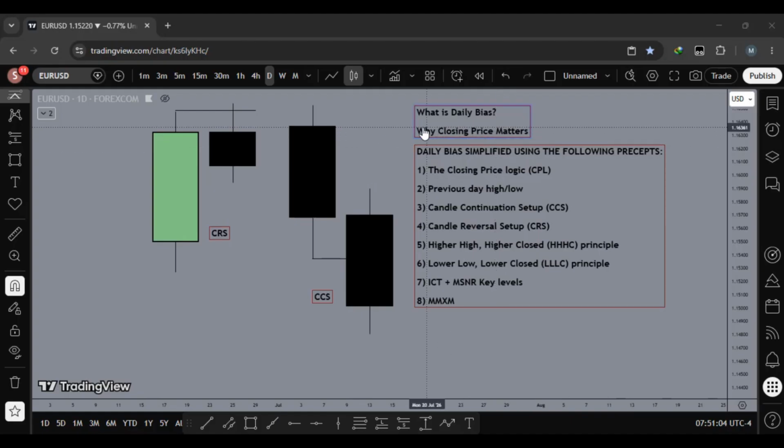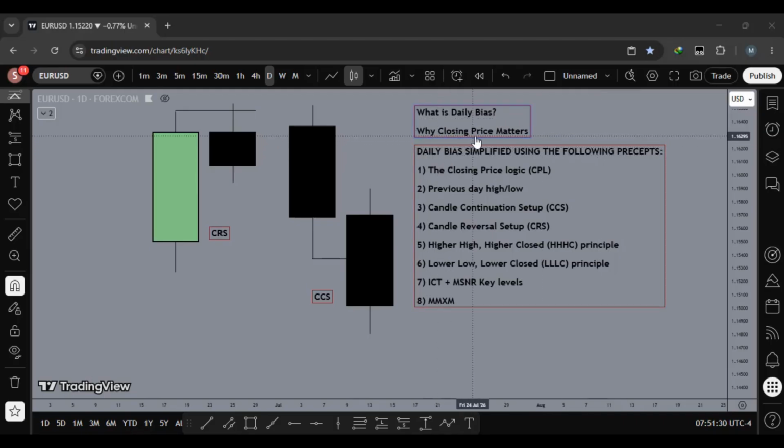First, we need to understand what daily bias is. Daily bias gives direction to your trading setups, and it makes you more organized and focused. Once you have a direction, you become organized and focused. You know where price is going and you know where price is coming from. So daily bias settles that confusion.